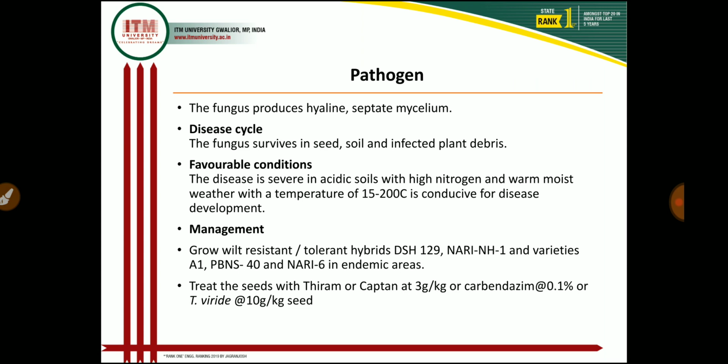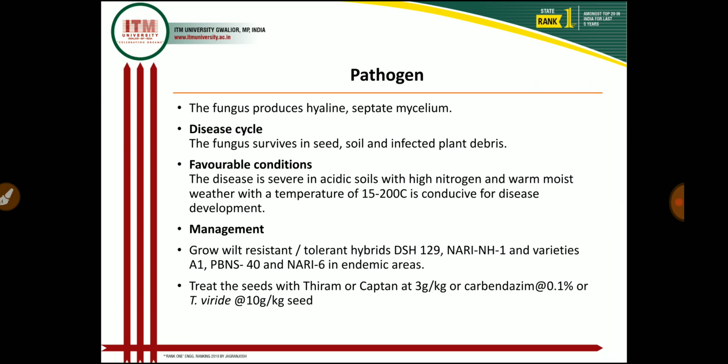Then how does this pathogen complete its disease cycle in the host? This fungus mainly survives in the seed, soil as well as infected plant debris. Primary spread is by soil borne chlamydospores, and these chlamydospores survive in the off season in the seed, soil, and the infected plant debris. Seed is also a primary source of the inoculum, and secondary spread in the field is through irrigation water and implements.